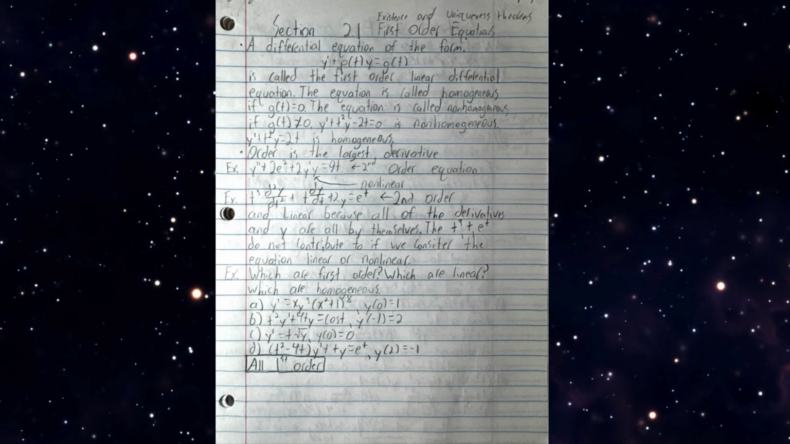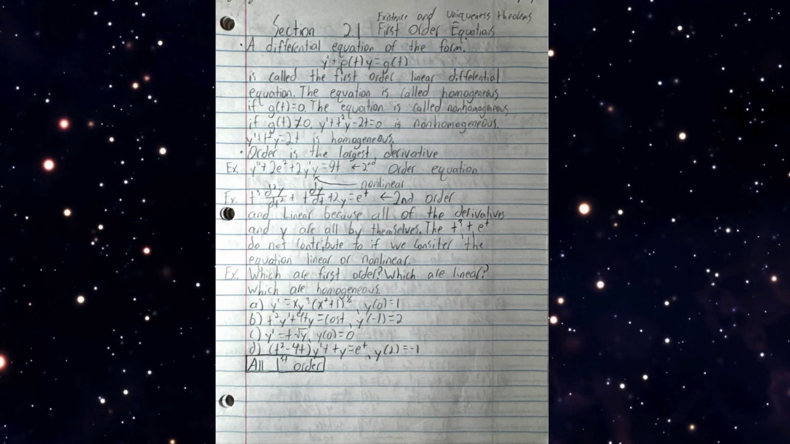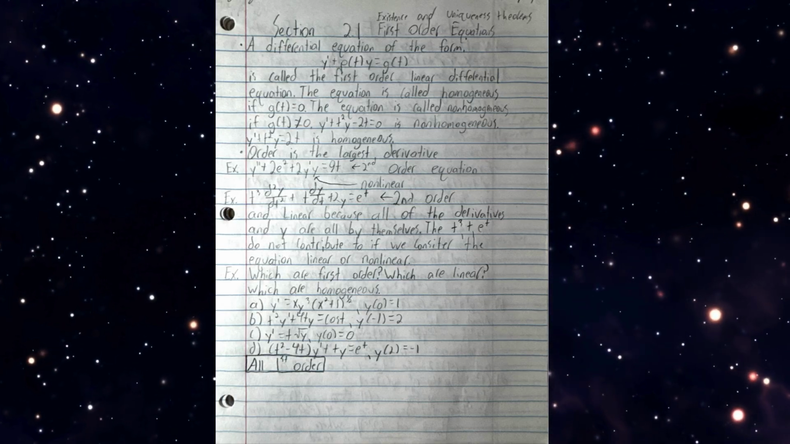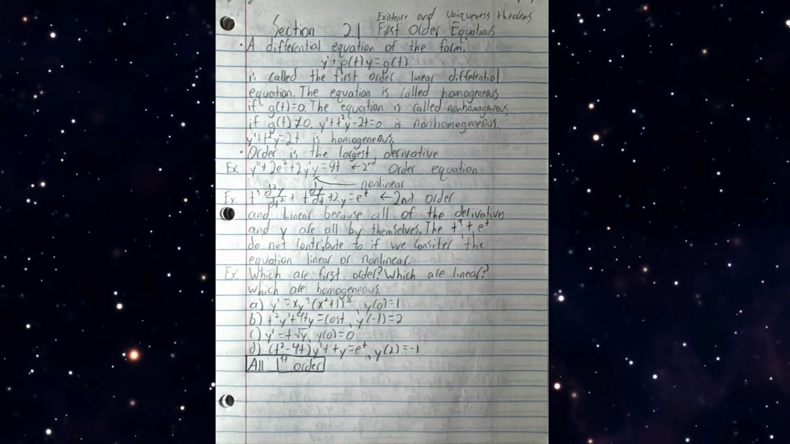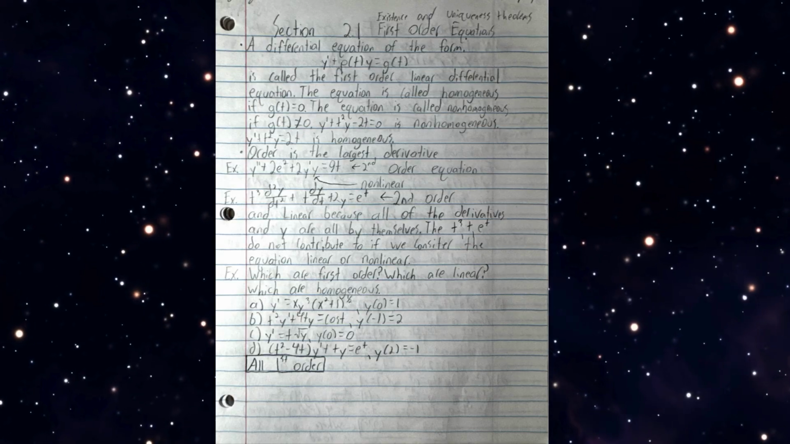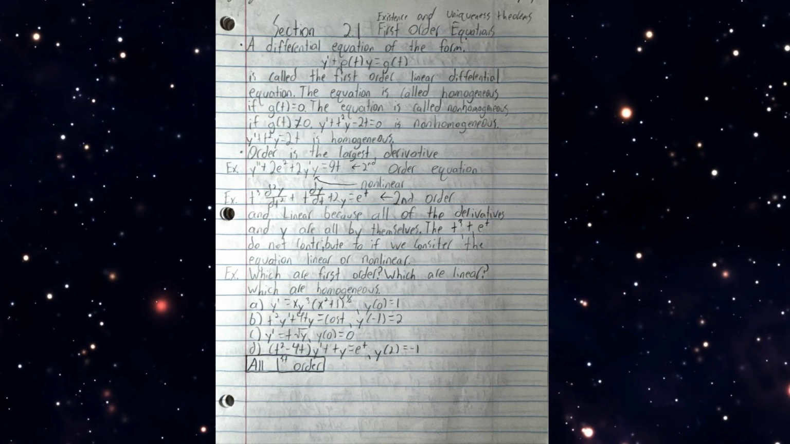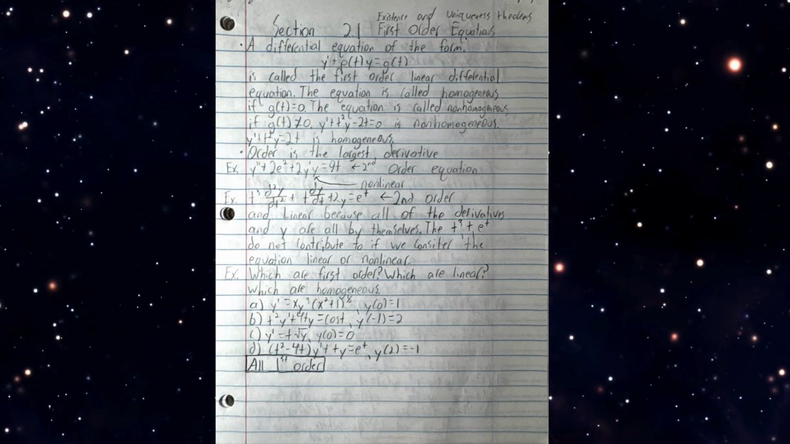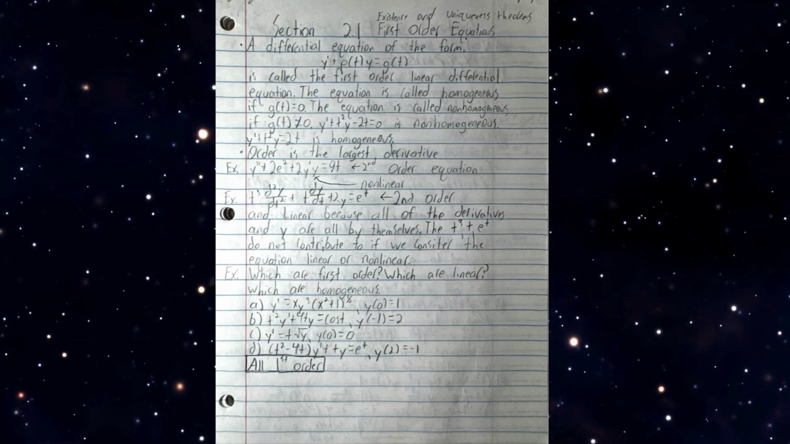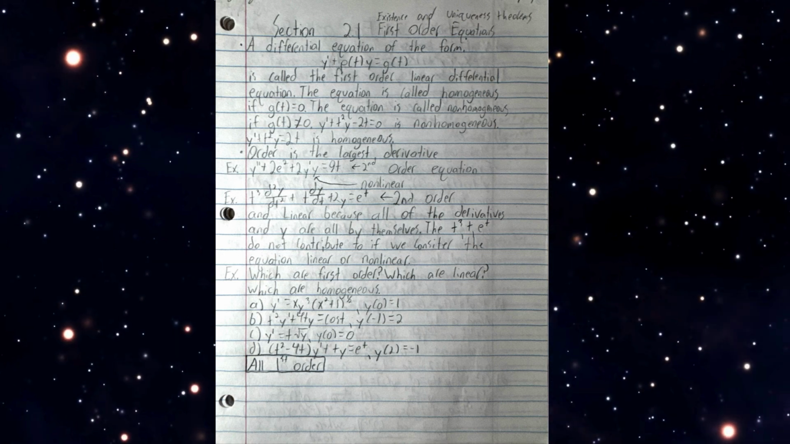Today we'll be covering Lesson 2, Section 2.1, Existence and Uniqueness Theorems, First Order Equations. So let's get started. A differential equation of the form y prime plus p of t y equals g of t is called the first order linear differential equation. The equation is called homogeneous if g of t equals 0. The equation is called non-homogeneous if g of t does not equal 0.